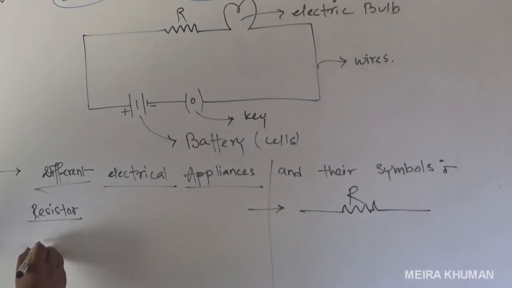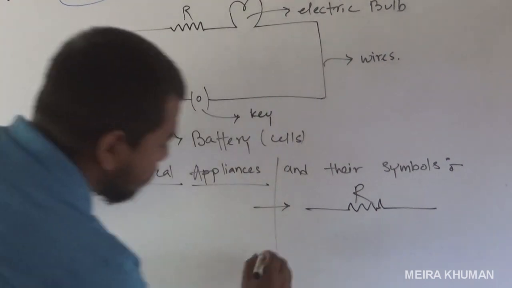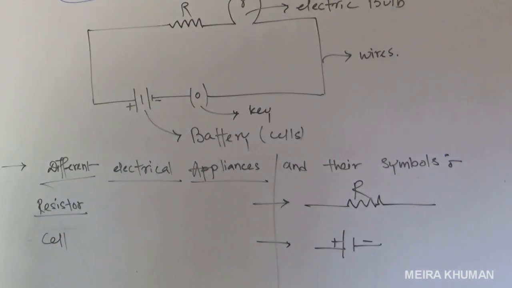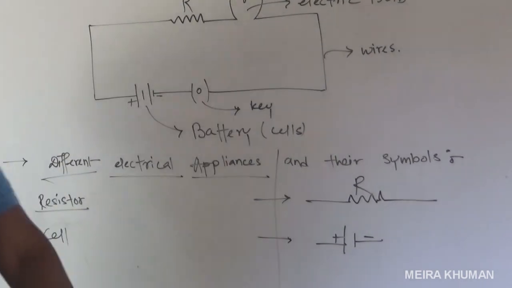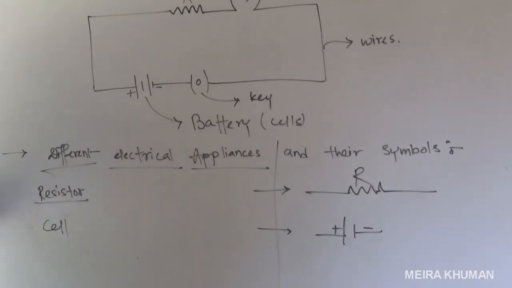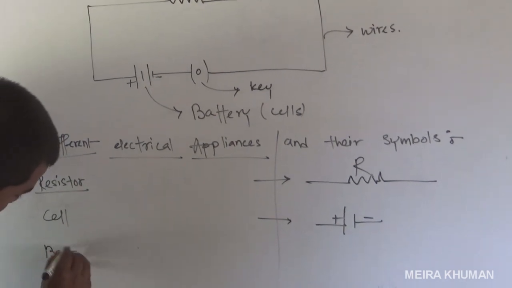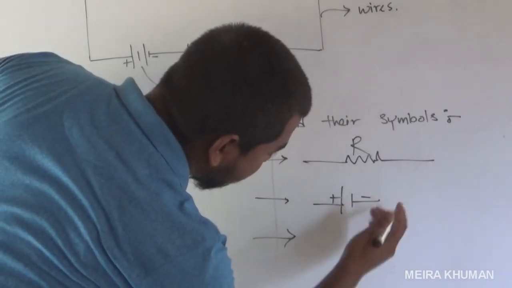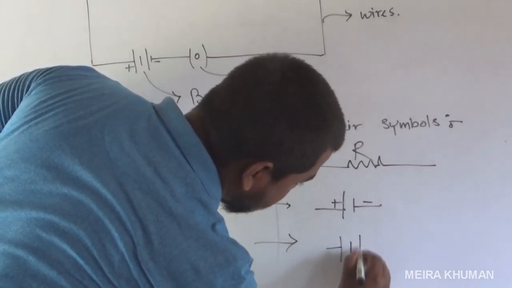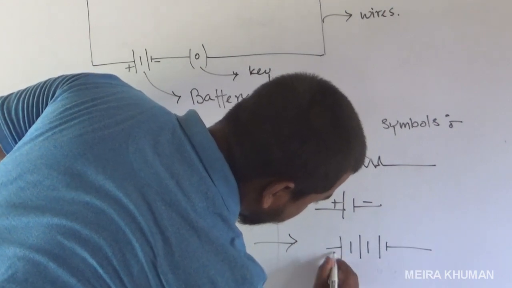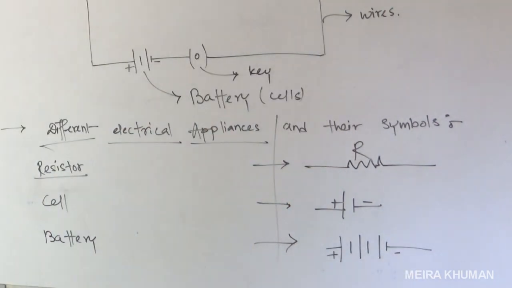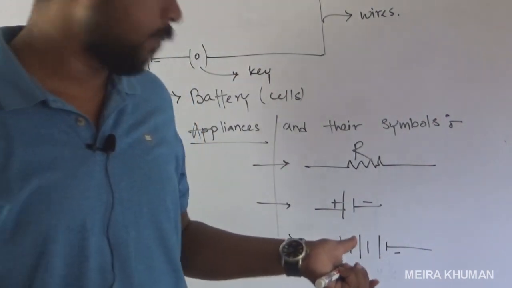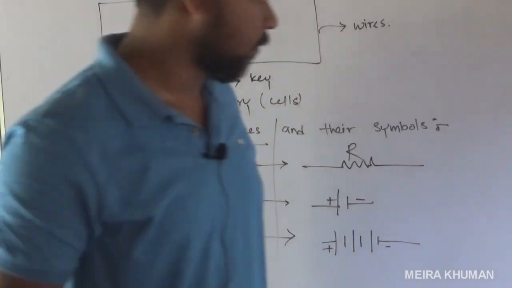Next is the cell. A cell normally in general looks like this. It has two terminals, one is positive, another one is negative. So this is a symbol for an electric cell. Then let us see what a battery is, how it looks. A battery looks like this, a combination of different electrical cells. Clear? Now see, always the longer terminal is positive, and the smaller one is negative.